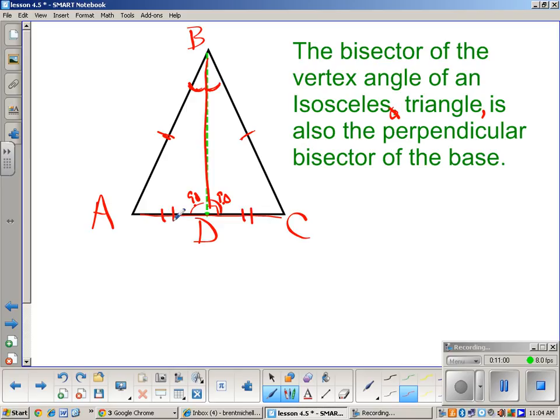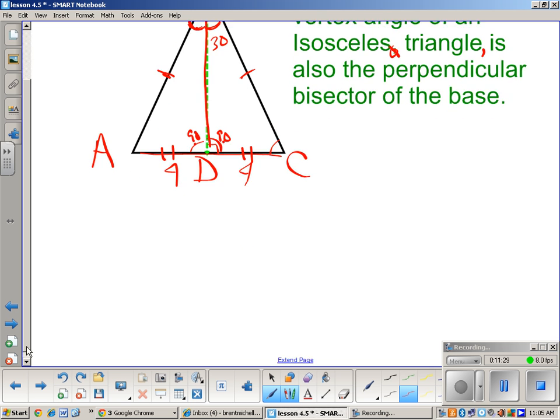So if I know this one is 4, how long is this one? 4. That's right. And if I know this angle up here is 30, then what's this angle over here going to be? 60, because 30, 60, and 90 add up to 180.